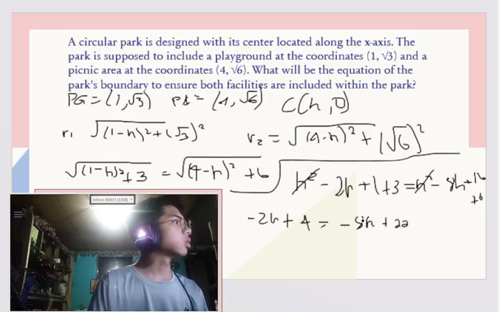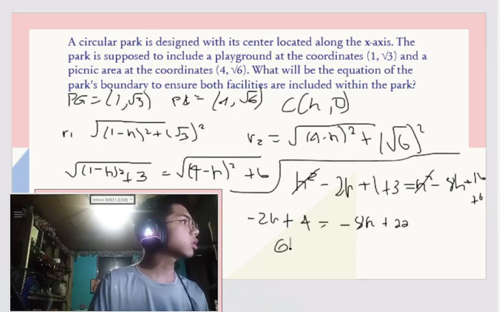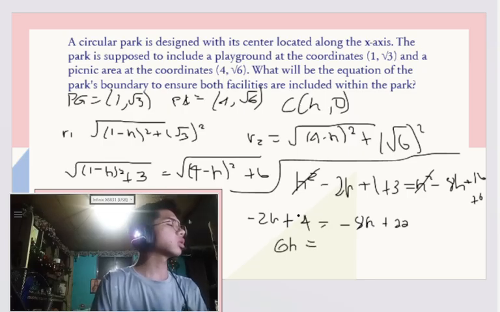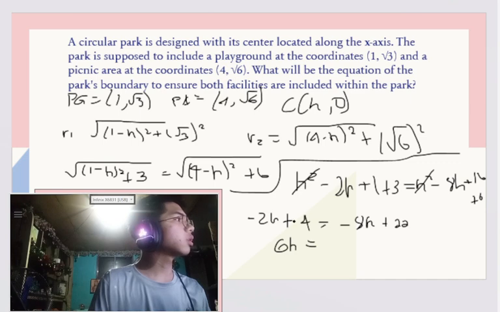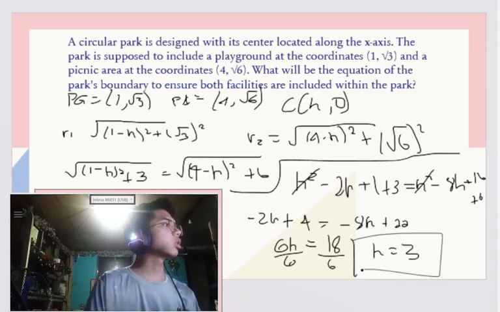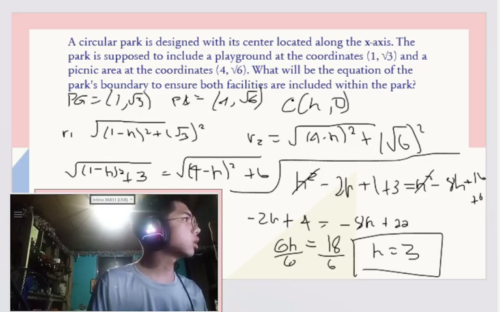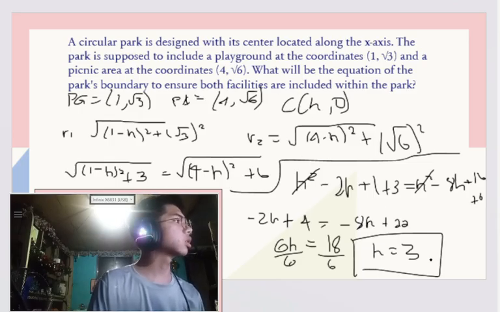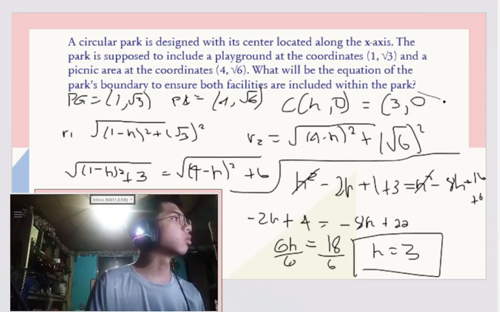So transpose negative 8h to the left side. So you have 6h is equal to the constants on the right side. So negative 4 minus 22 is 18. So just divide both sides, and we have h is equal to 3. Since the center is along the x-axis, the answer is h equal to 3, so the center would be (3, 0).